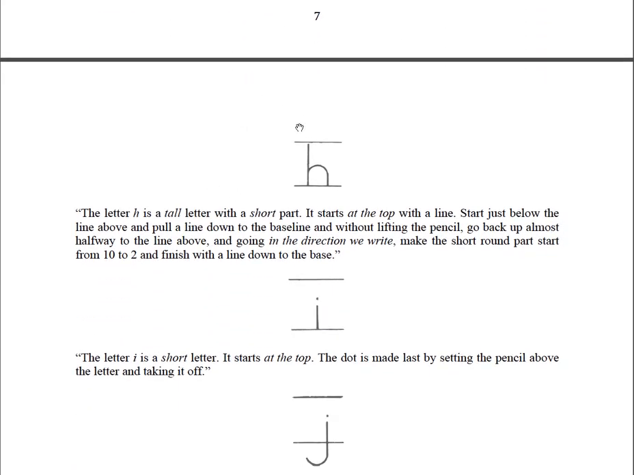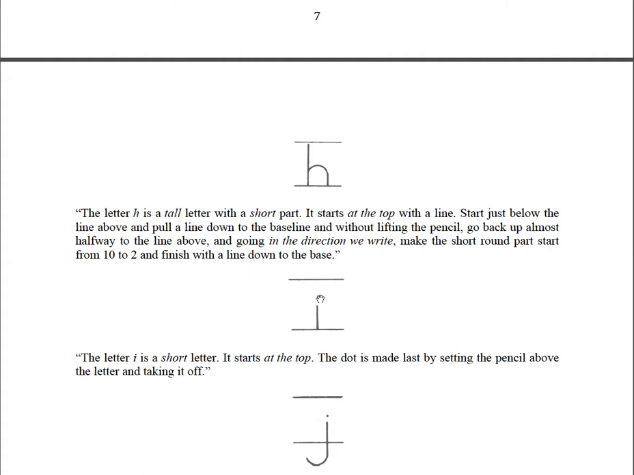Next we have the H, a tall letter with a short part. It starts at the top with a line, start just below the line above, pull a line to the baseline, and without lifting the pencil, go back up almost halfway, and going in the direction we write, make a short round part. Start from 10 over to 2, and then we draw a line down to the base. So you can see how we're using the clock face.